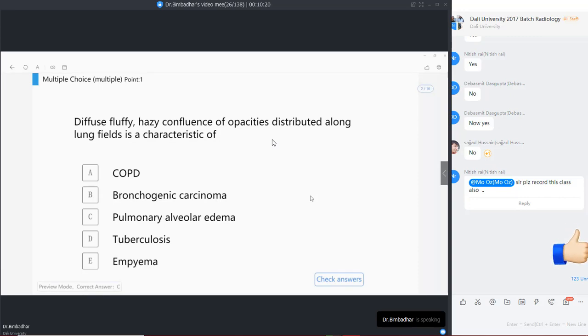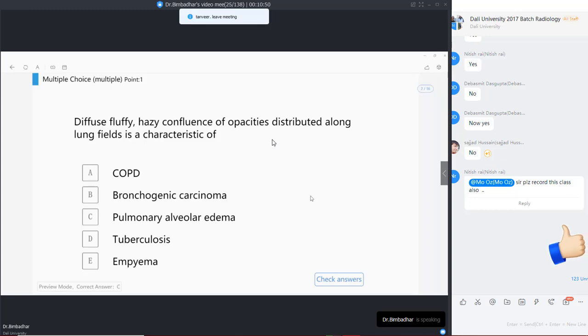Even if empyema shows up as an opacification, that one will be well demarcated, and it will be unilateral, and more on the dependent parts. So when we are talking about diffuse, fluffy, hazy confluent opacities, we are talking about perihilar densities, which is a characteristic feature of pulmonary alveolar edema.